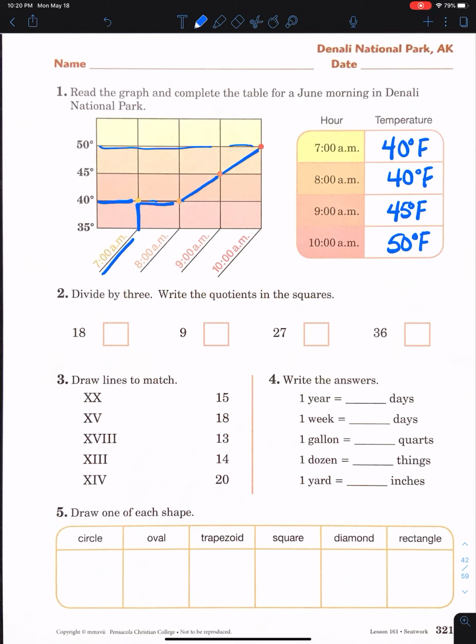And that's typical. That is normally what happens. Sometimes it gets colder as the day goes on. But generally speaking, I'd say the day gets warmer as the day moves on.